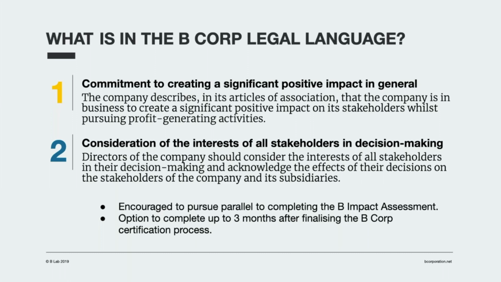The B Corp legal language adds 2 main items to the company's Articles of Association: a commitment to creating a significant positive impact and consideration of the interest of all stakeholders in decision-making. Most companies will adopt the B Corp legal language in parallel to completing the B Corp certification process. There is the option to adopt the B Corp legal language within 3 months of finalizing the certification to account for companies with multiple shareholders or those that have infrequent shareholder meetings.